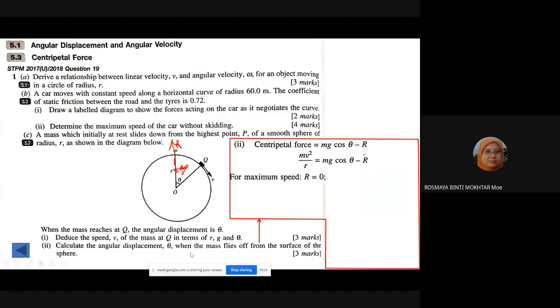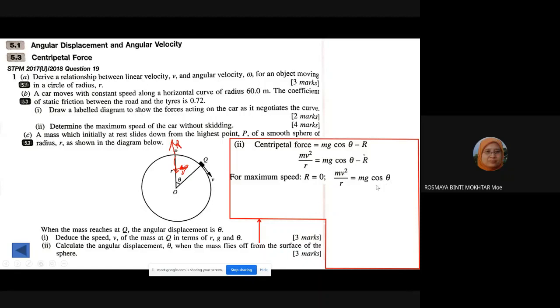For the question asked, the mass flies off, so that means its maximum speed reached by the marble. It's a mass. So the maximum speed reached by the mass is where this R equals to 0. So it cannot hold the mass to remain in circular motion anymore. That means the minimum R is zero, which will give us the maximum speed. So we substitute this value R equals 0 into the equation: mv squared per r equals to mg cos theta.